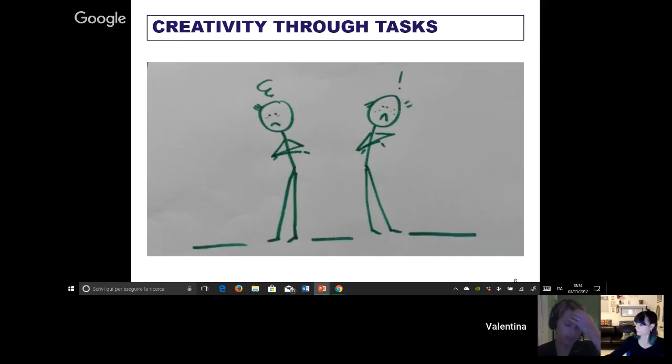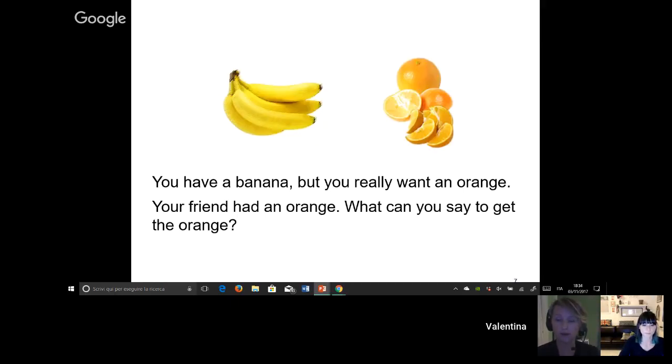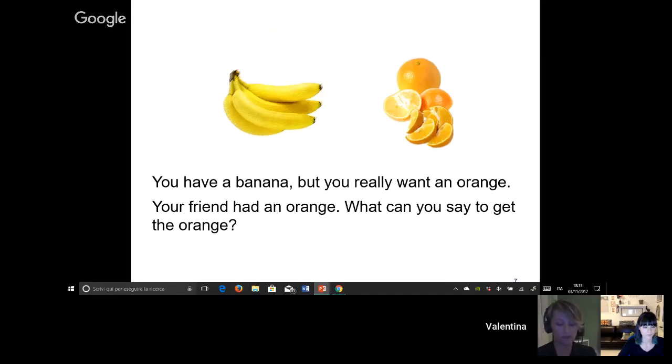Really, really easy task, which is about reviewing language. I've given you a really silly example to show you how easy it is. Little tasks that create problem-solving situations. Again, it is a really silly task. So a student has a banana, but as a student, you really want the orange, and your friend has an orange. Sorry, that should say has an orange. What can you say to get the orange? Problem, basically. You don't have the thing you need, somebody else does. How can you get the thing you need or want from another person?